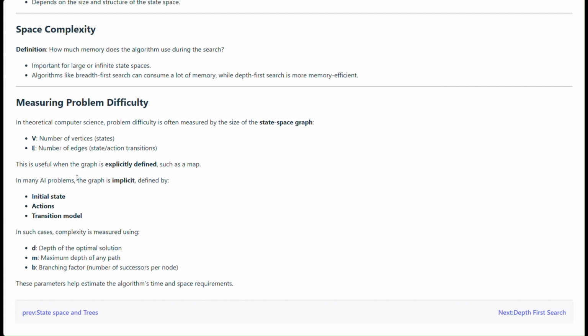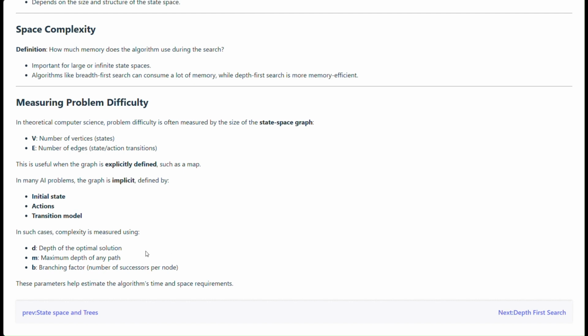Secondly, implicitly defined problems. An implicitly defined problem is when you are discovering an ambiguous environment where you don't know what the next state is going to be unless you perform a certain action.